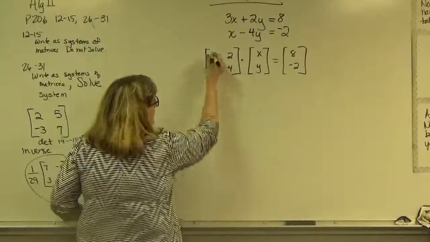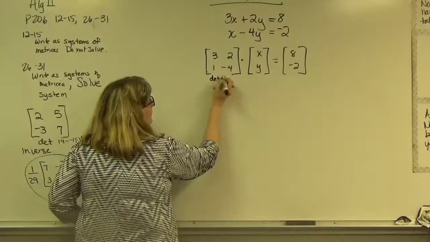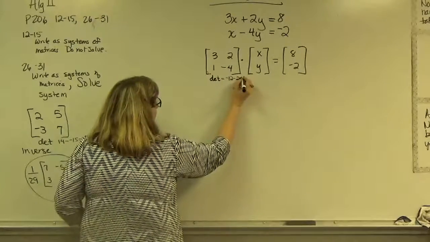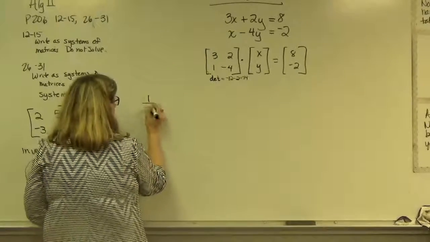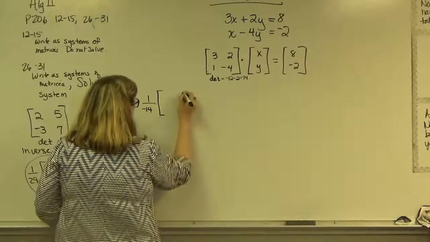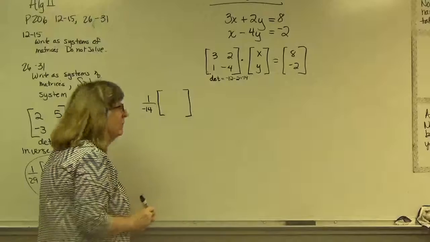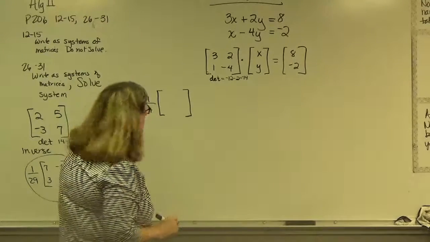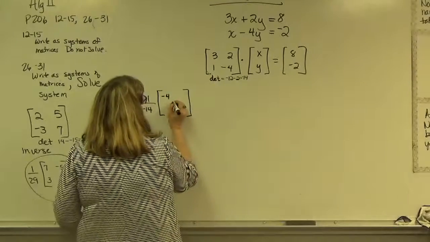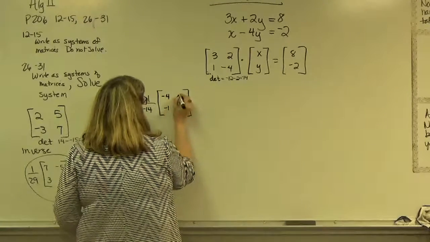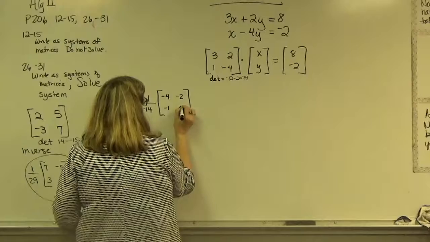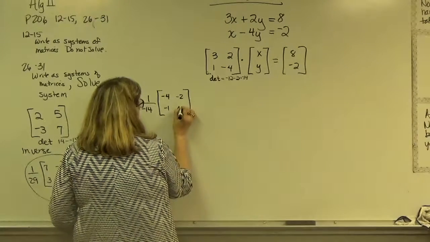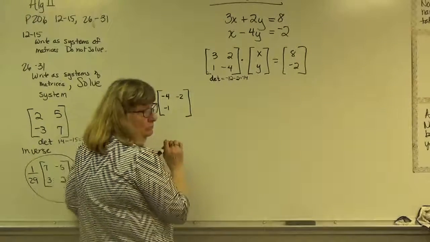So Josie, what would be the determinant of that first? Negative 12 minus 2 is 8, negative 14. Okay, so we're going to have 1 over negative 14. Then inside, what are we going to have? Negative 4, and negative 1, and negative 2, and 3.